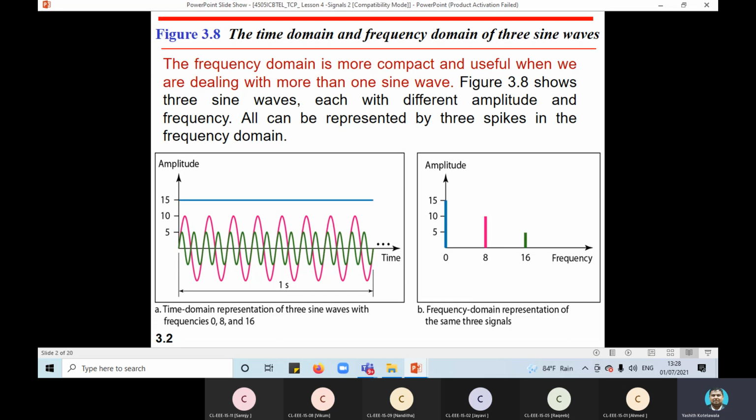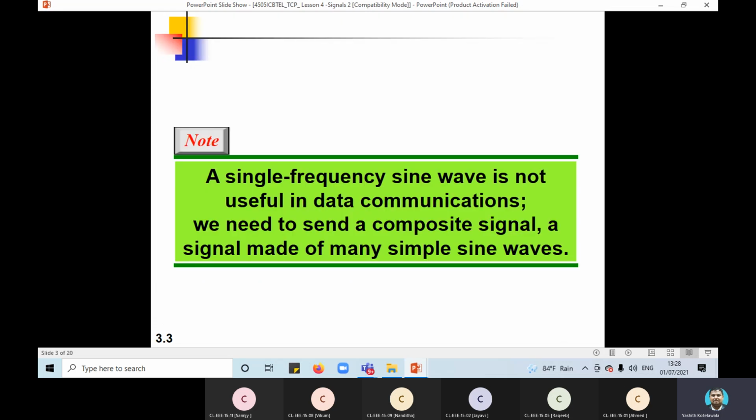So it's unable. That is the meaning of this statement here. A single frequency sine wave is not useful in data communication. Just a single one. So we need a solution for that. Data communication means digital communication, or communicating digits, communicating ones and zeros, right? That is what we call data communication.